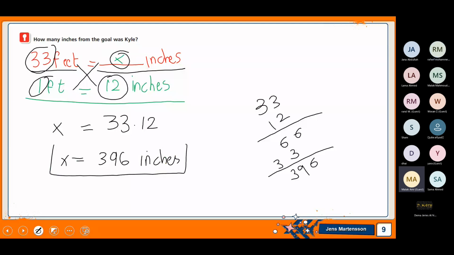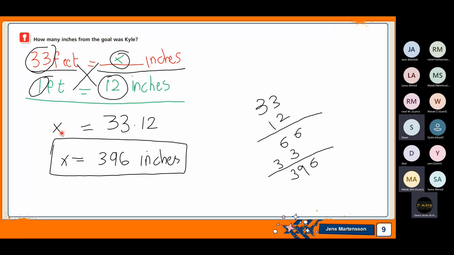Oh, I get it now. Is it clear? We will not divide here. Teacher, can you repeat the last step, please? Here you multiplied 33 with 12. 33 times 12 equals x times 1, and x times 1 is x.